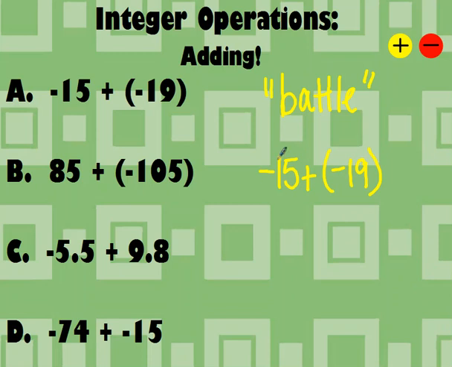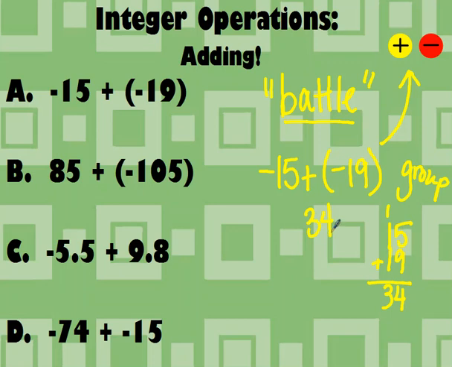If I have 15 negatives and 19 negatives, there are no zero pairs to cancel out. So for us, we say they're on the same team, and if they're on the same team, you just group them. So you put them together. I'm going to group 15 and 19. 9 plus 5 is 14, and then 1 plus 1 is 2, so I get 34. And since they're on the same team, they're still going to be on the same team, so my answer here would be -34. Again, I didn't have any zero pairs to cancel out. There was no subtraction to be done because they have the same sign.